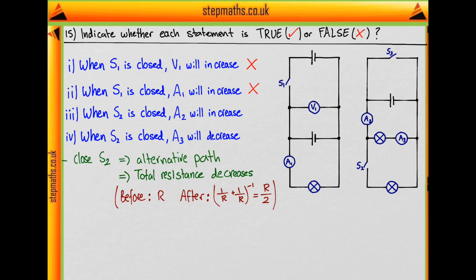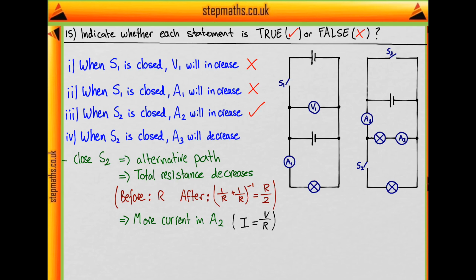So that means less resistance, we have more current. So the reading in the ammeter will increase, so that makes statement 3 true. Statement 4, when S2 is closed, the current in A3 will decrease. So you may think that because we've added an alternative pathway, the current will be split between the two, and that means that the current will decrease.